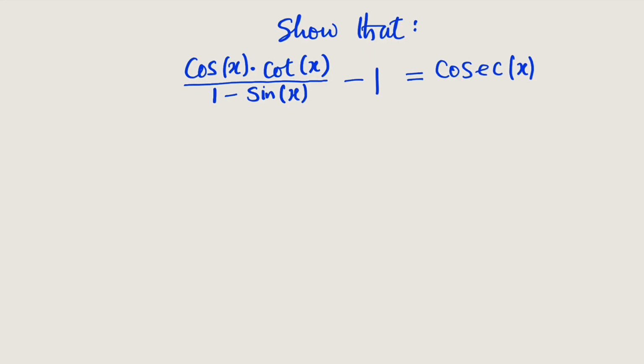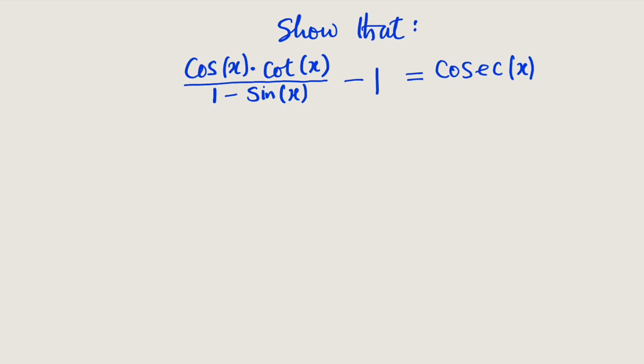Hello, good morning viewers. In this tutorial, we want to show that the left hand side of this equation is exactly equal to the right hand side. On the left hand side, we have cosecant x multiplied by cotangent x divided by 1 minus sine x, all minus 1, and this is equal to cosecant x on the right. We want to show that the left hand side is exactly equal to the right hand side.